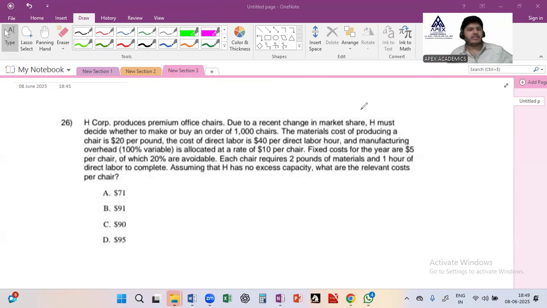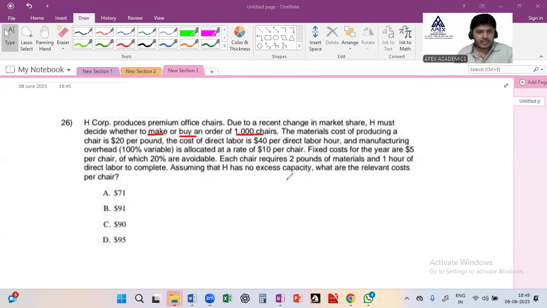So the question begins with H Corporation producing premium office chairs. Due to a recent change in market share, H must decide whether to make or whether to buy an order of 1,000 chairs. The material cost of producing a chair is $20 per pound, and the cost of direct labor is $40 per direct labor hour. And manufacturing overheads, which are 100% variable, are allocated at the rate of $10 per chair.